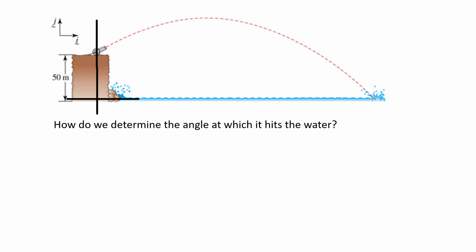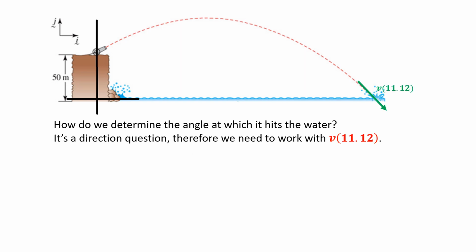So what we need to do is examine the velocity vector function, because that drives direction. So let's get into that. We know it hits the water after 11.12 seconds, and we need to sub 11.12 into our velocity vector function.